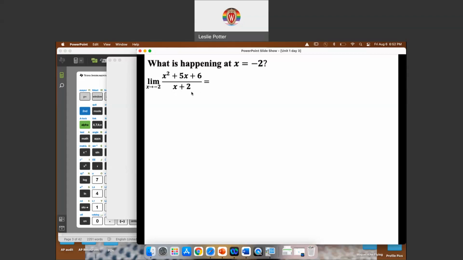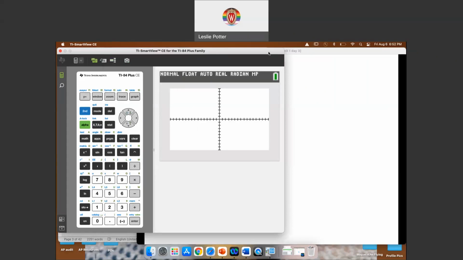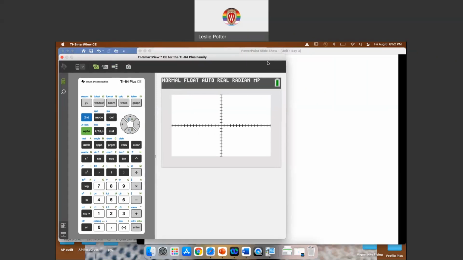So take a second, pause the video, think about that. I'll give you the answer in a second. Okay, we know that when the denominator is 0, we have an asymptote, right? Vertical asymptote. We learned that in previous classes. So let's graph this. I'm going to physically graph it here on my TI-84 Plus CE.